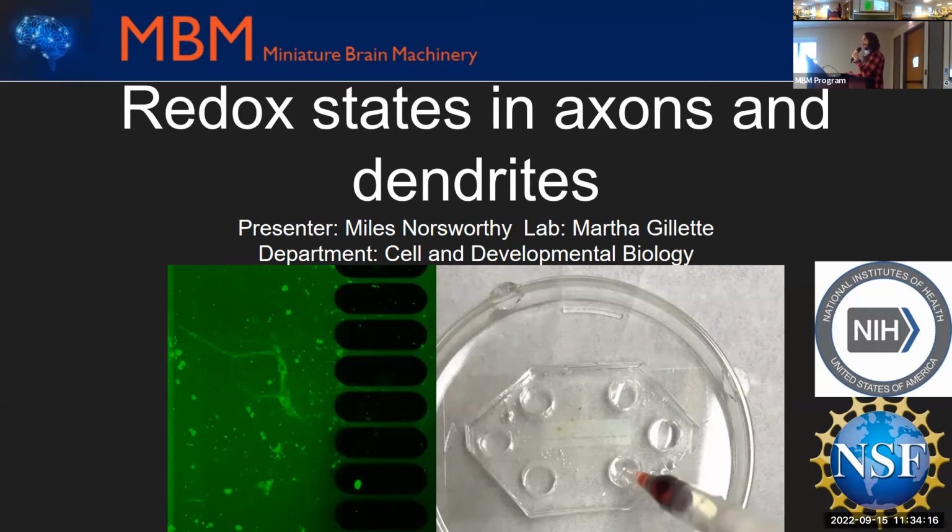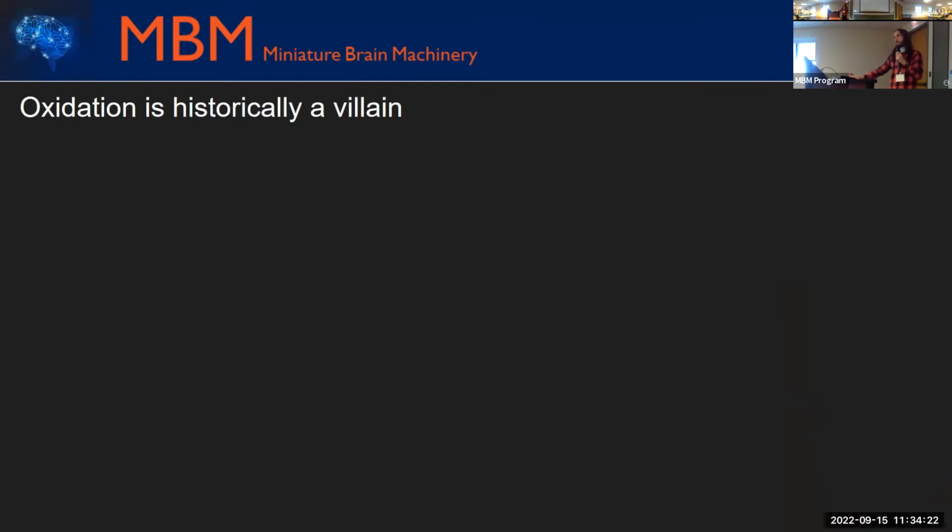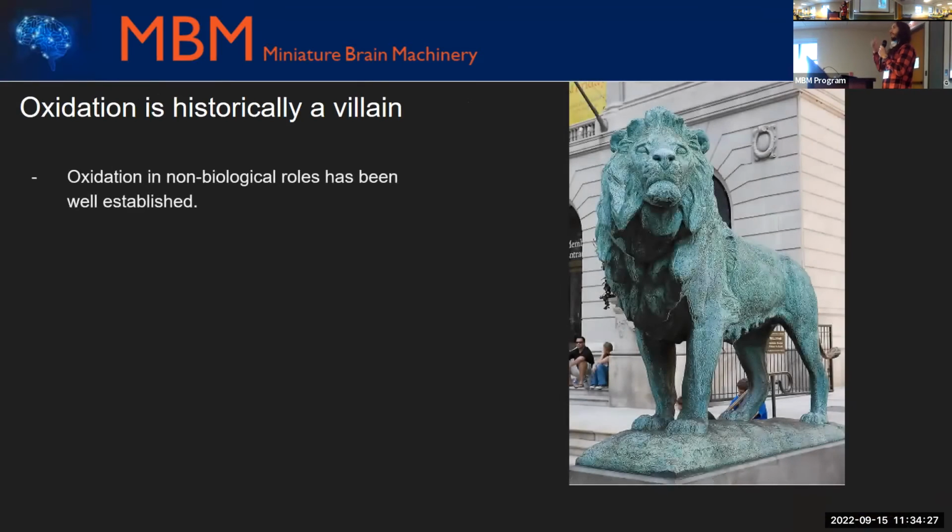The talk that I have today is redox states in axons and dendrites. So starting off, when we're thinking about oxidation, we typically think about oxidation as kind of like being this villain. We've been aware of oxidation for literally thousands of years. Typically you think of rust.